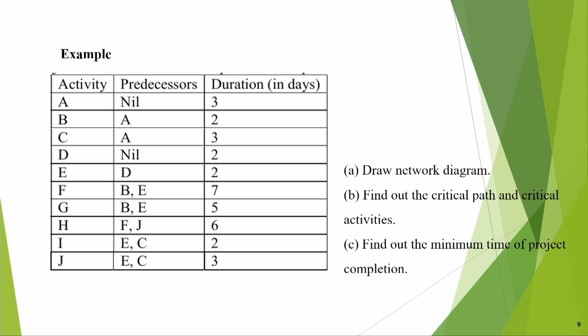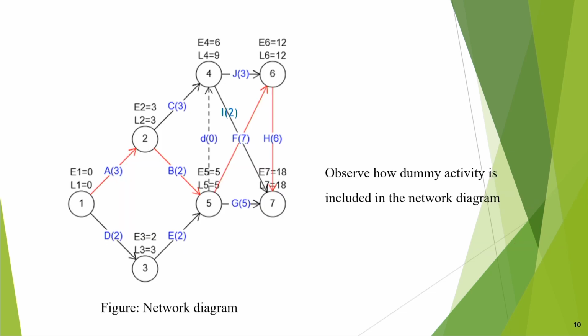So, let us try to solve this problem. Suppose there are activities, and we have got predecessors and durations in days. A has no predecessor, and we want to find out the network diagram. So, how can I draw the network diagram? Sometimes you have to draw one or two times, and then erase and redo it, but let us see that. Suppose activity A.